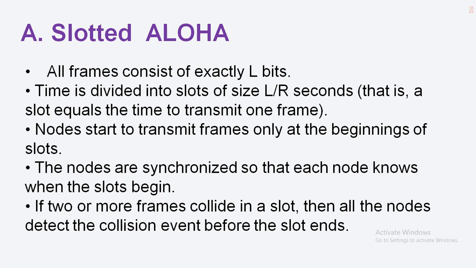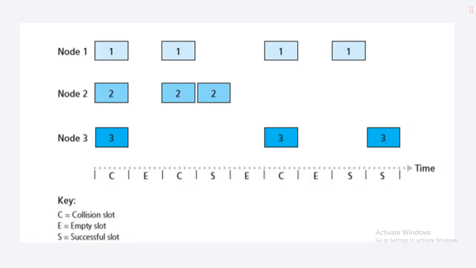If two or more frames collide in a slot, then all the nodes detect the collision event before the slot ends. You can see in the figure that nodes 1, 2 and 3 collide in the very first slot, because they are trying to rush through the channel in the very first slot itself, and they happen to be coming at exactly the same instant of time.